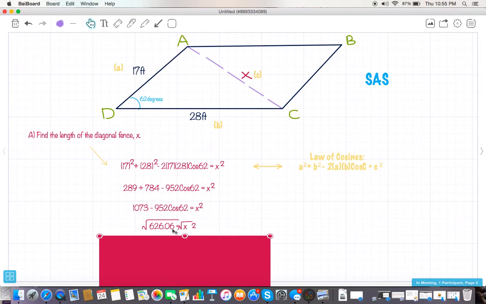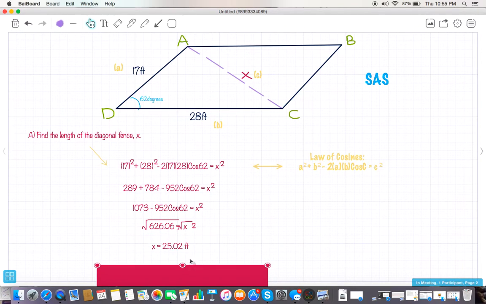626.06. We then have to take the square root of both sides of the equation in order to find what x is, because we have to make sure that we don't solve for only x squared. We have to continue on to find x, because that's what we're looking for in AC. So when we solve that, we get a length of 25.02 feet for x, which we can see here. So that would be the length of that.